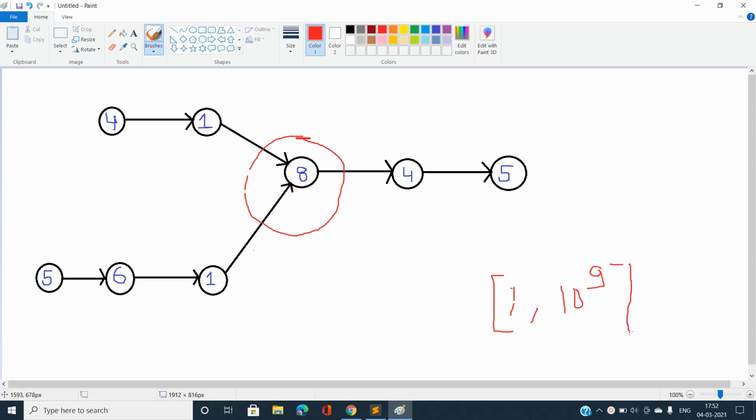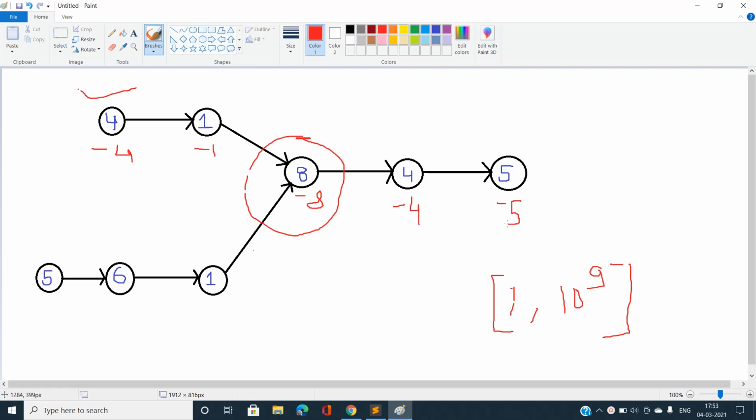What should be the advantage? Note that these values are always positive. So what I am going to do is traverse one of the linked lists. Let's say I traverse this linked list, linked list A, and make all the node values of this linked list negative, that is -4, -1, and this one also -8, and this one also -4, and this one also -5.